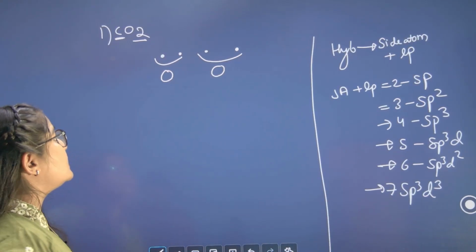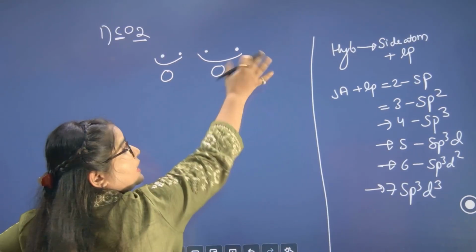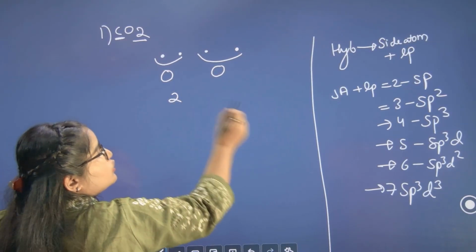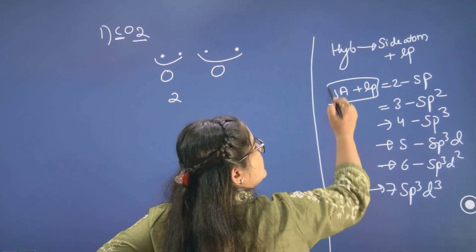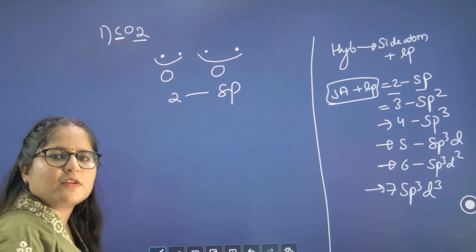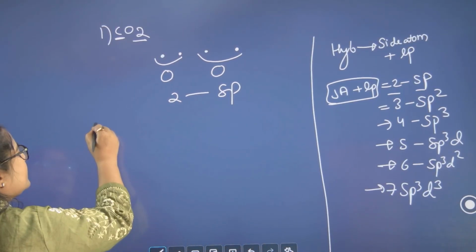Okay. Now let us see here. Do we have any left out electron? No lone pair. How many side atoms? Two. So if the sum of this is 2, what is the hybridization? sp, that's all. Within a fraction of a second we are able to solve. Now let us see any question.